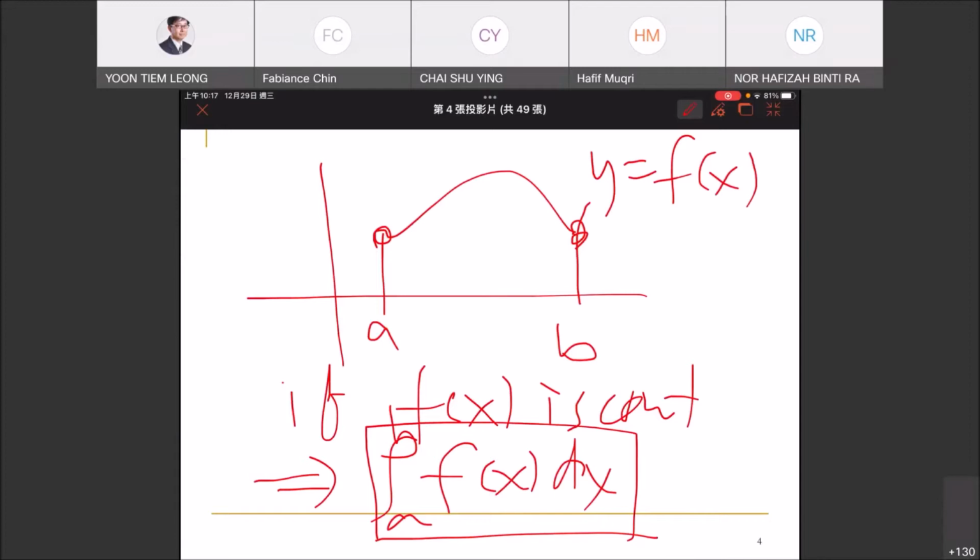Not all functions are integrable, but the theorem guarantees that as long as the function is continuous, then the function must be integrable. Okay, so remember this very important statement: a continuous function is integrable.